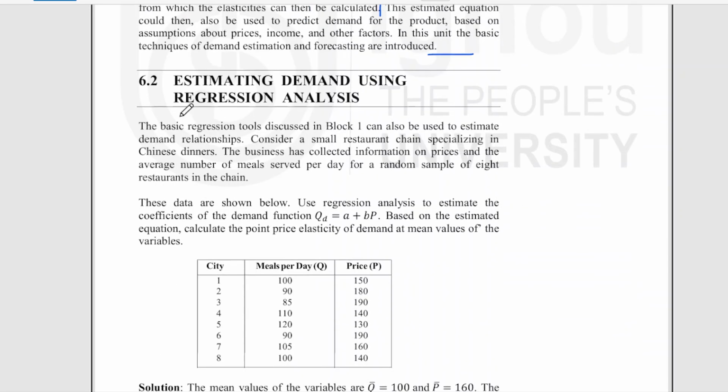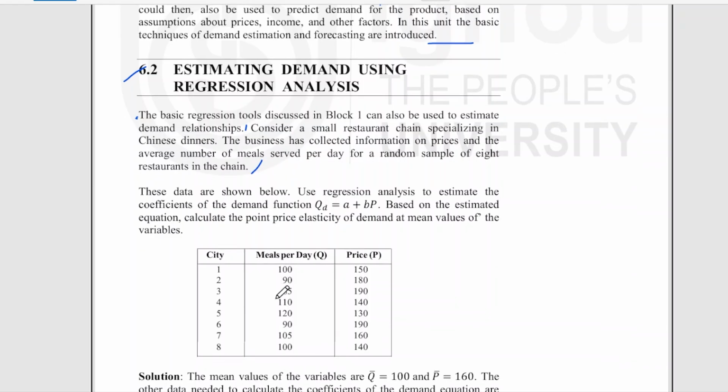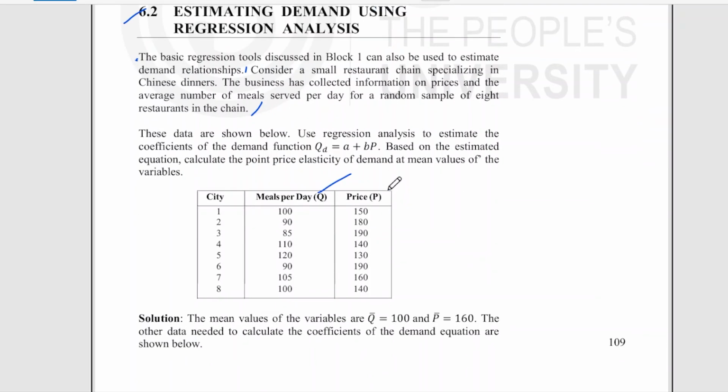The next subsection is estimating demand using regression analysis. The basic regression tools discussed in block 1 can also be used to estimate demand relationships. Please refer to block 1, where we discussed units 1, 2, 3. Consider a small restaurant chain specializing in Chinese dinners, and the business has collected information on price and the average number of meals. This is based on the example. Here is the data: city, meals per day and price.